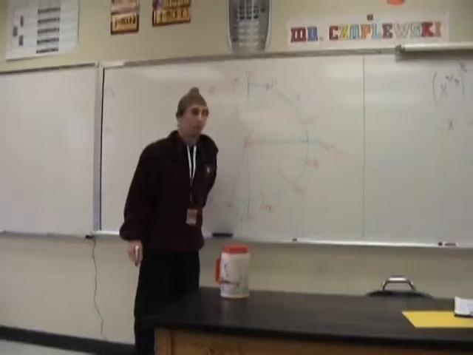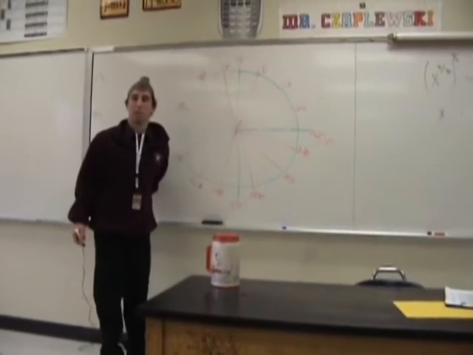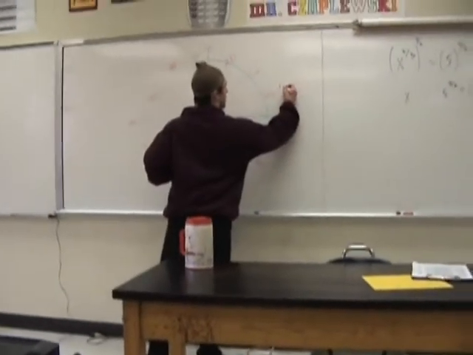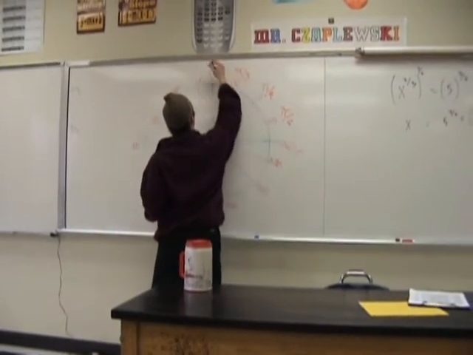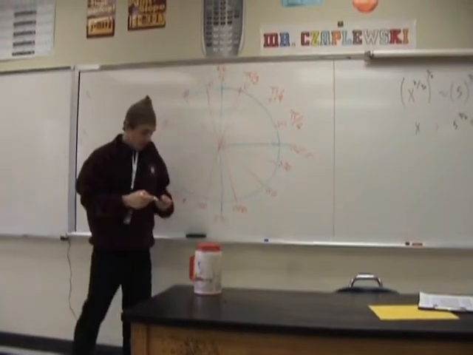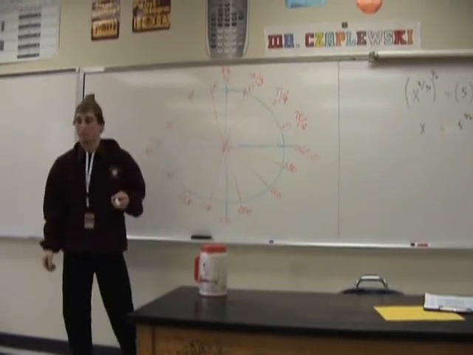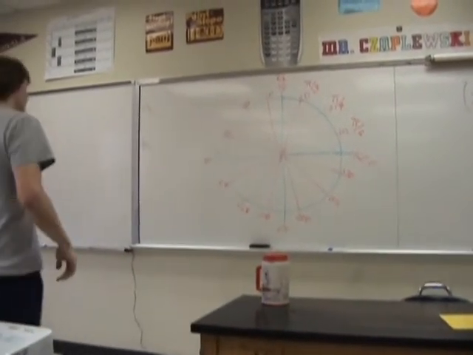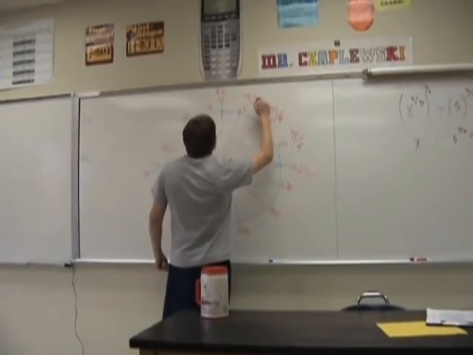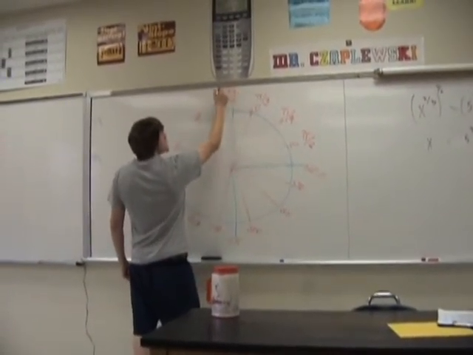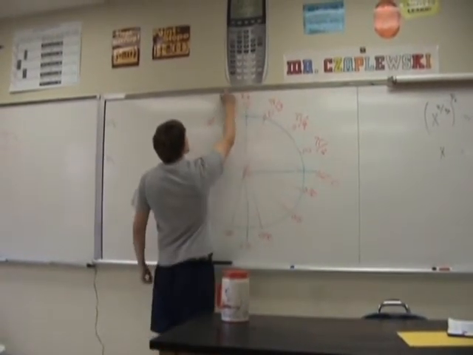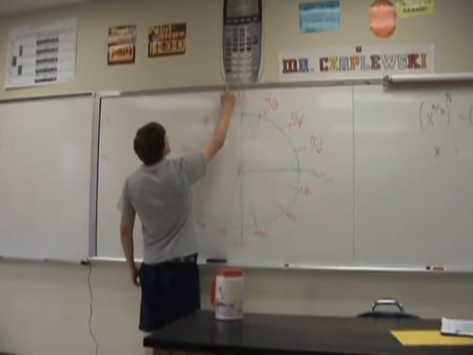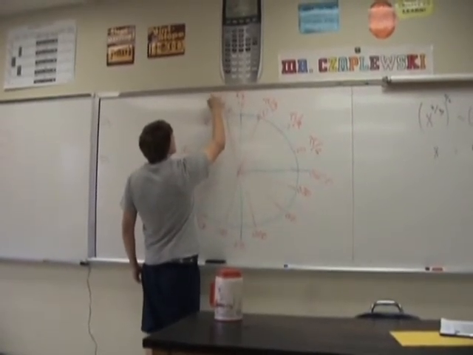Okay, Mr. Supleski, I get that, but what about radians? Well, Joe, to know the radians of the entire unit circle, all you do is memorize the first quadrant. So we start off with pi over 6, pi over 4, pi over 3, and then we end up with pi over 2. Do you want to fill in the rest of these? Sure, why not. Go Cardinals. Okay, so pi over 6, 2 pi over 6, 3 pi over 6, which is equal to 2 pi over 3.